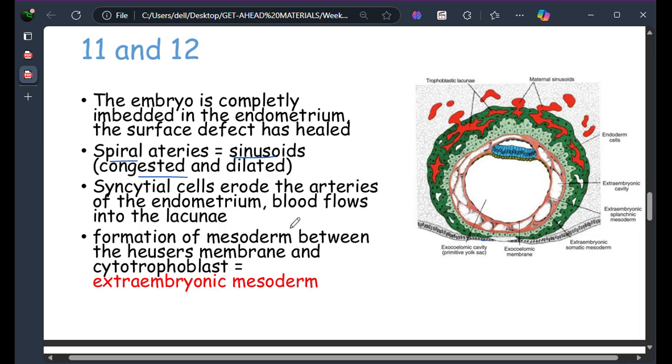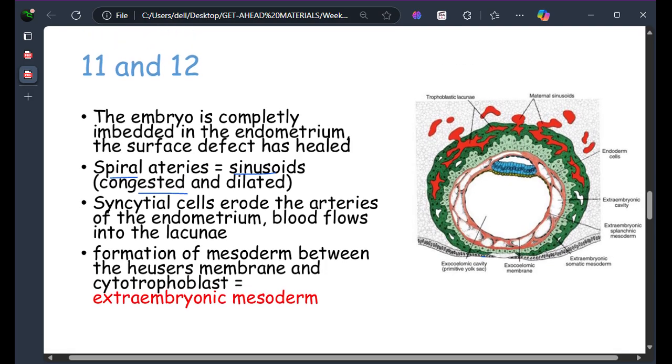The endometrium, the... it's not the endometrium, it's the endothelium. Yes, the endothelium. That's the cells that line the arteries. Remember, the arteries are one cell thick and they're called an endothelium. So it is eroded away. Some of those cells are removed, in short, and since it's one cell thick, the blood starts to come out, and then the blood starts entering the lacuna spaces.